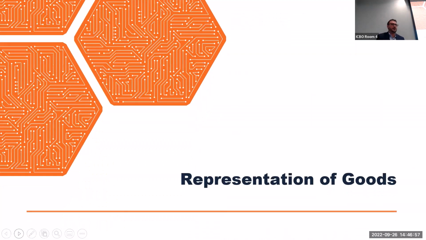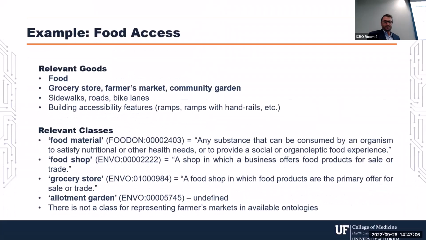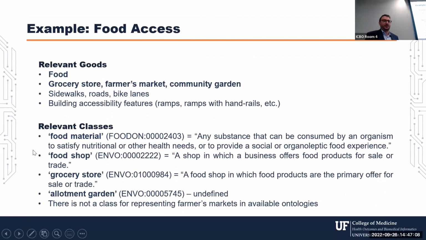Okay, so now I'm going to get into some ideas that I've had for how to represent access to goods, or some of the goods that we've mentioned. We're going to keep going with this food access example. There are a number of relevant goods that we've discussed so far, food obviously being the most apparent one, or the most central one to this.